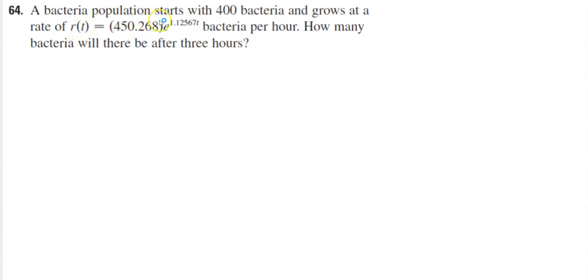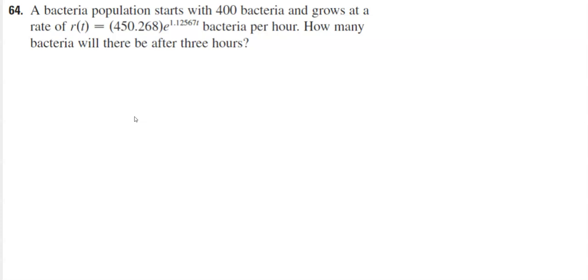A bacteria population starts with 400 bacteria and grows at a rate of R of t, which is equal to 450.268 times e to the power of 1.12567 t bacteria per hour. The question states, how many bacteria will there be after 3 hours?